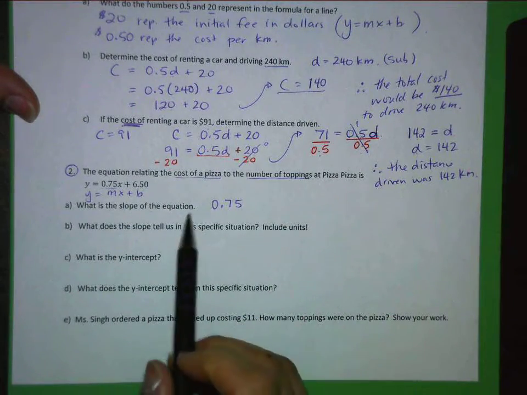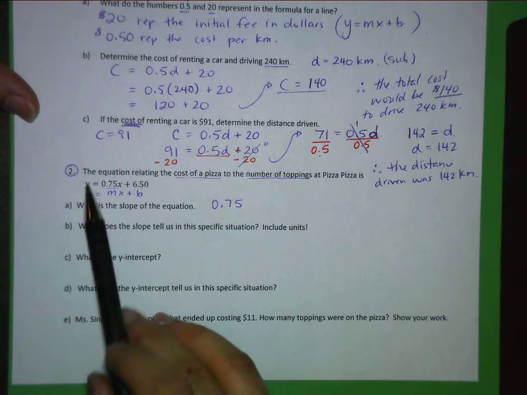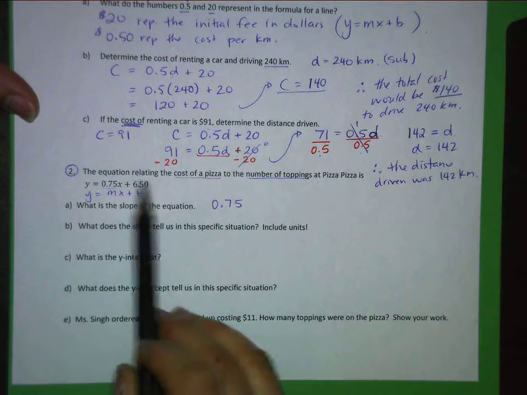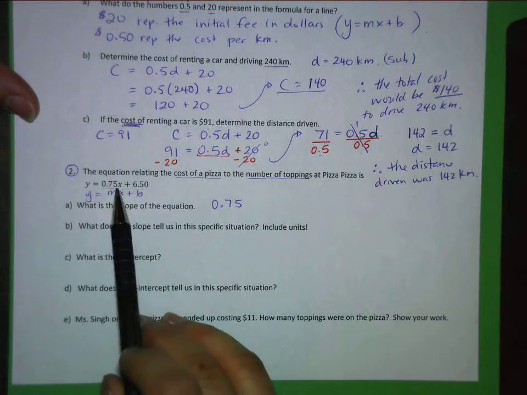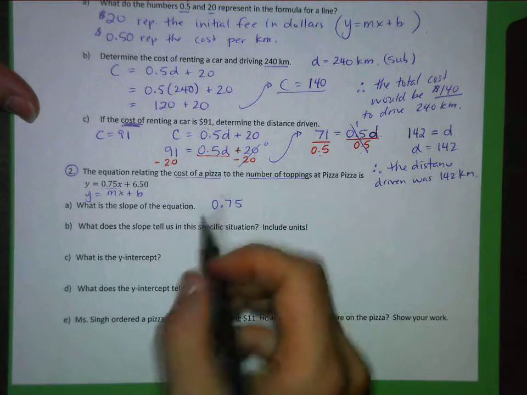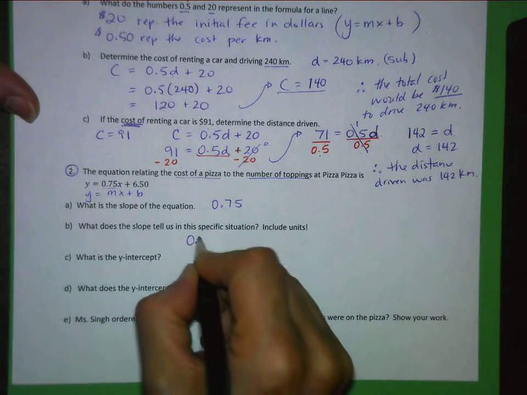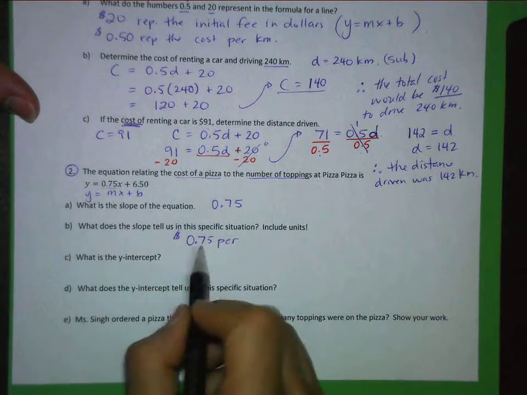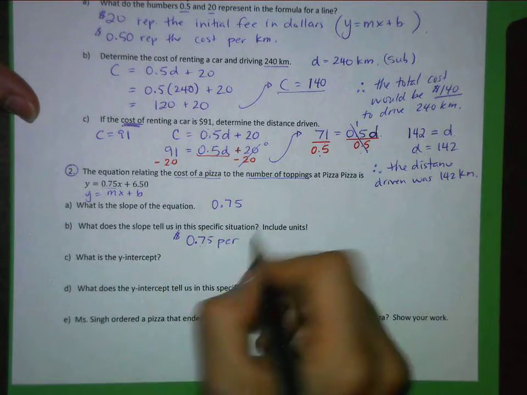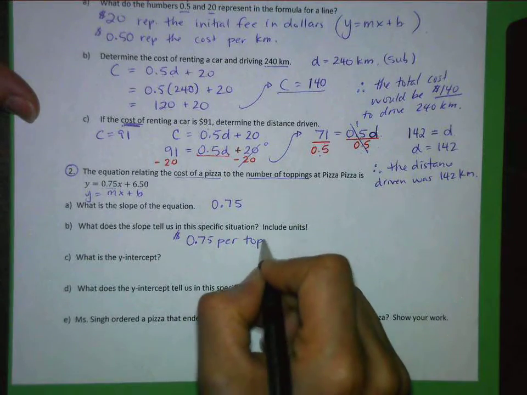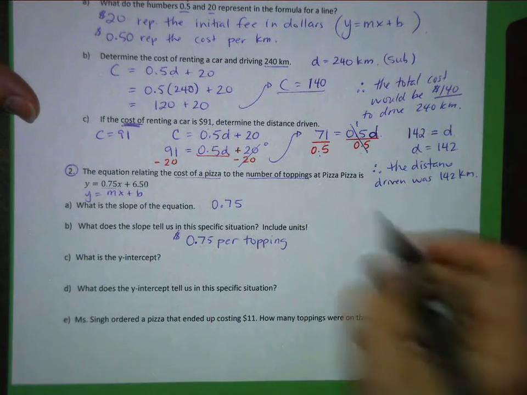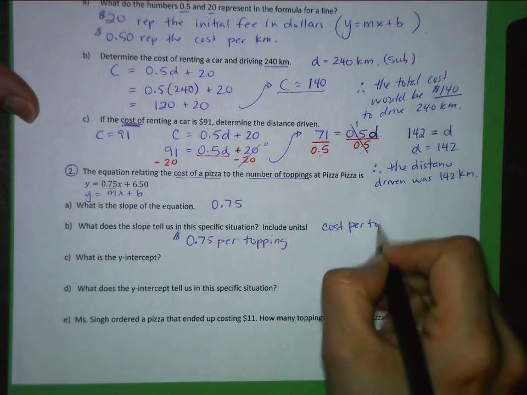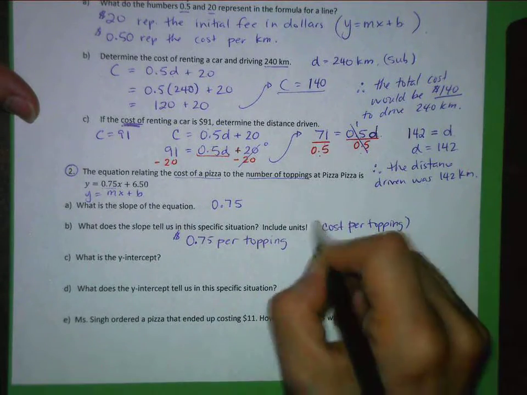Well, this is probably the cost. If I think about a pizza having an initial fee and then you get charged per topping, it must be 75 cents per, because that's cents, right? We need to put in our units, 75 cents per topping. So it's really cost per topping, and this would be a full description.